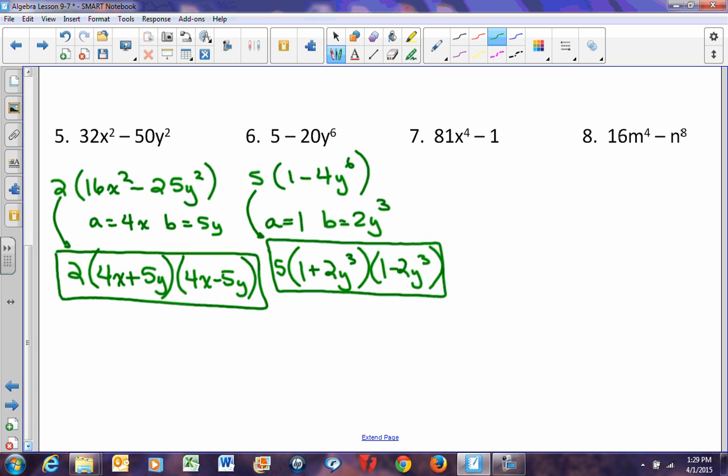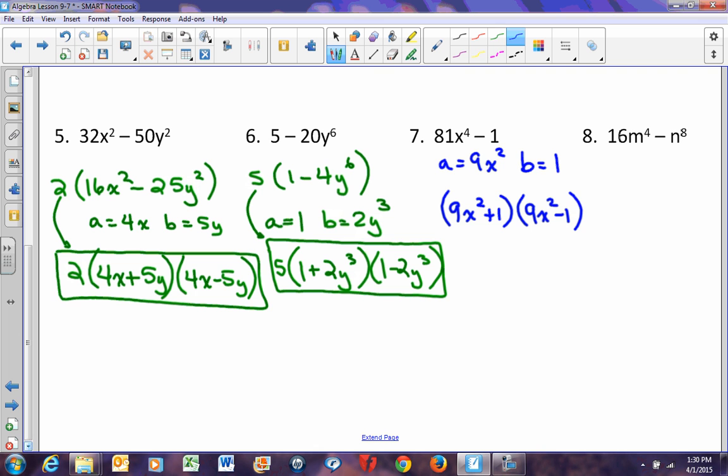Number 7. It's an interesting problem. 81x to the fourth minus 1. And my a term, let me do this in a different color. My a term is 9x squared. My b term is 1, because the square root of x to the fourth is x squared. You divide the exponent in half. So this becomes 9x squared plus 1 times 9x squared minus 1.